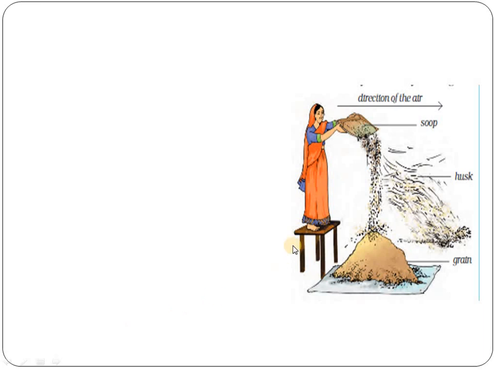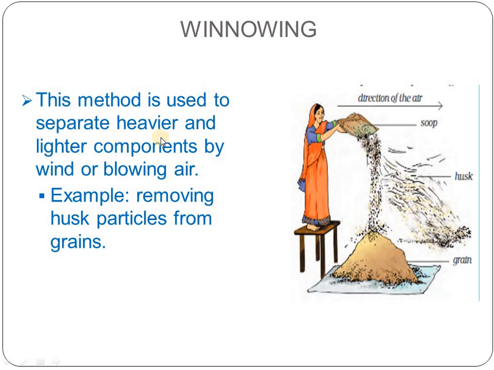Hey, what is this lady doing? This lady is standing at a height, and with the help of this soup she is dropping the grains of wheat on the floor. While doing so, the husk particles and the other lighter particles are separated with the help of the blowing wind. This method is called winnowing. Winnowing is used to separate heavier and lighter components by wind or blowing air. So this is a very common method in villages where husk particles are removed from the grains.